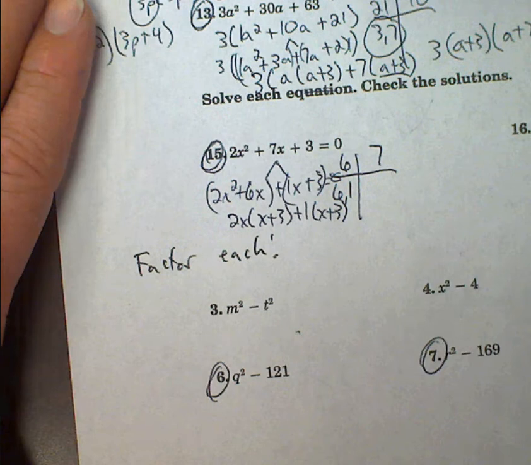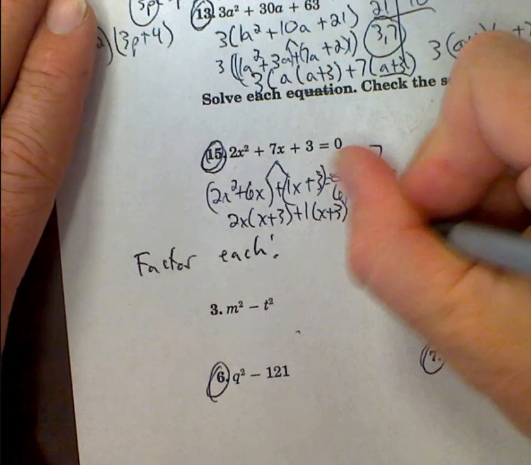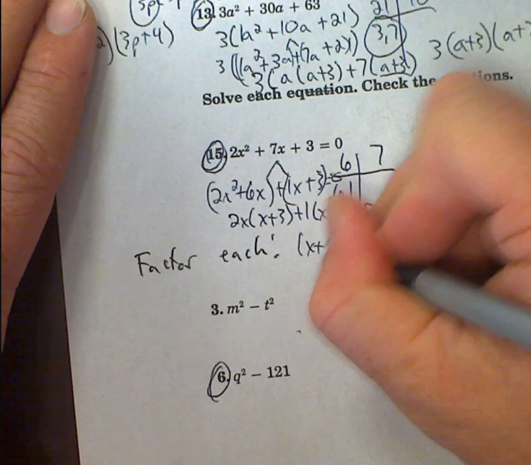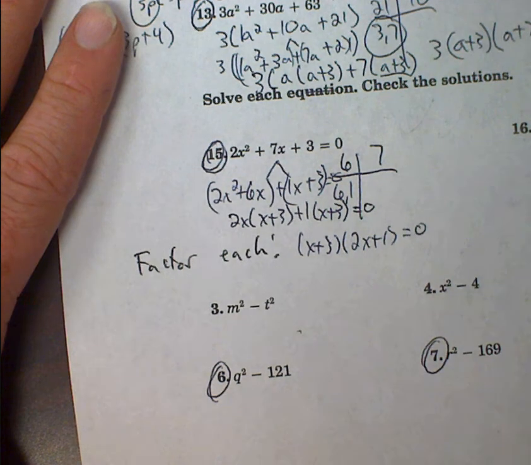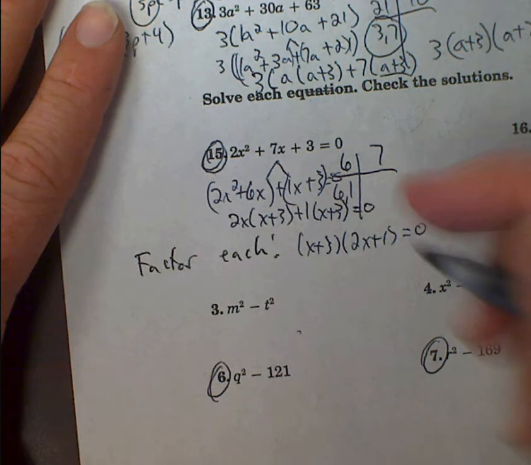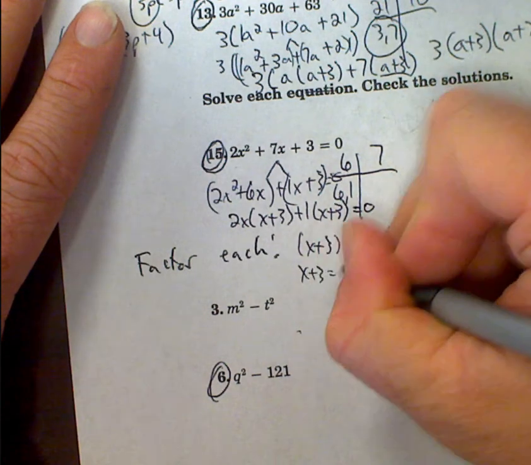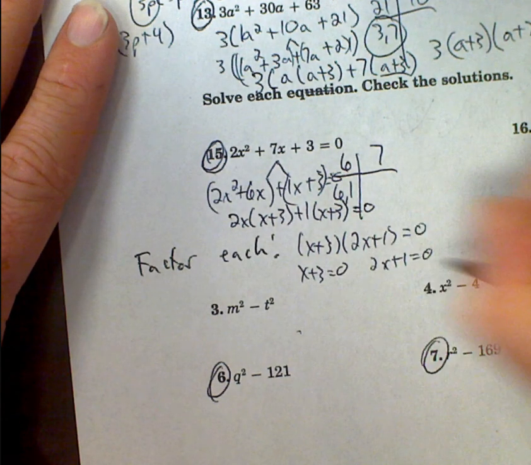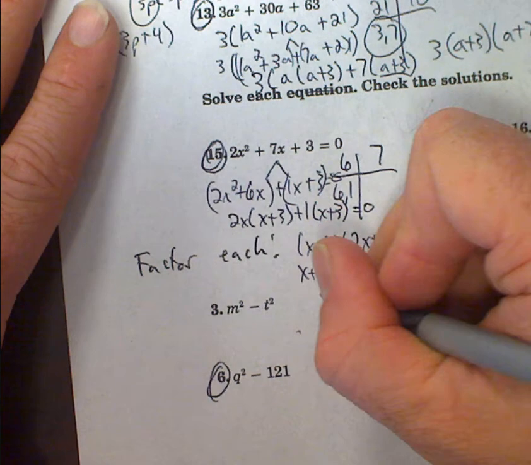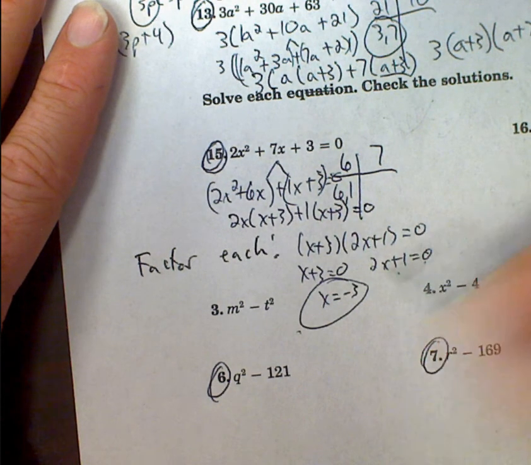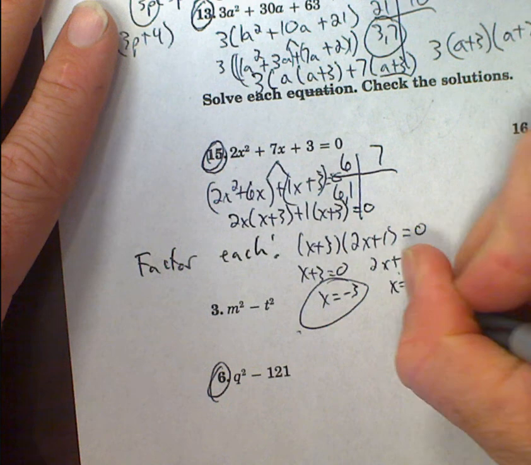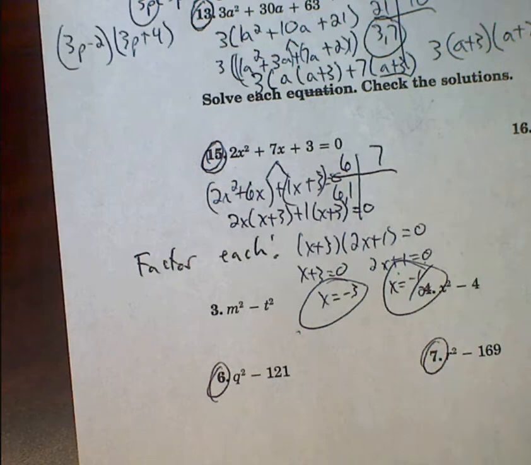So that would be x plus 3 equals 0. So I got an x plus 3, and then what's left over is 2x plus 1 equals 0. Now I go ahead and set them both equal to 0. So x plus 3 equals 0, 2x plus 1 equals 0. Subtract 3, so x would be negative 3. Subtract 1, divide by 2. So x would be negative 1 over 2.